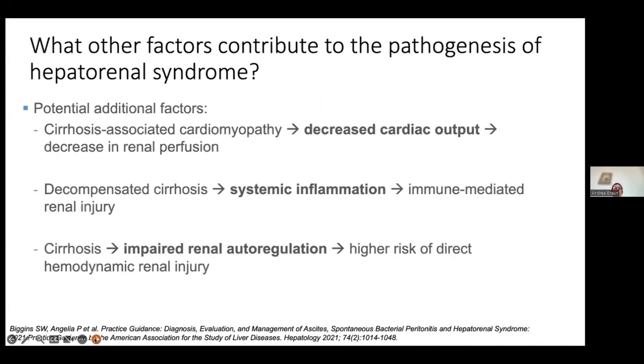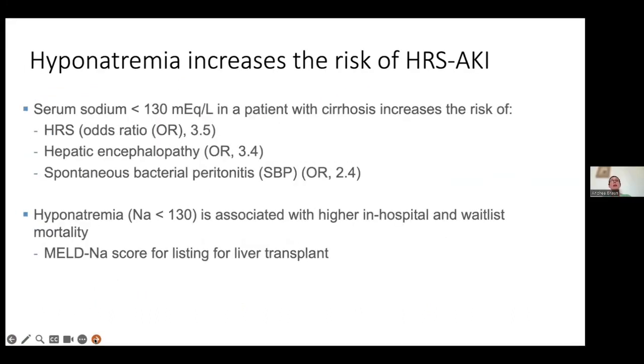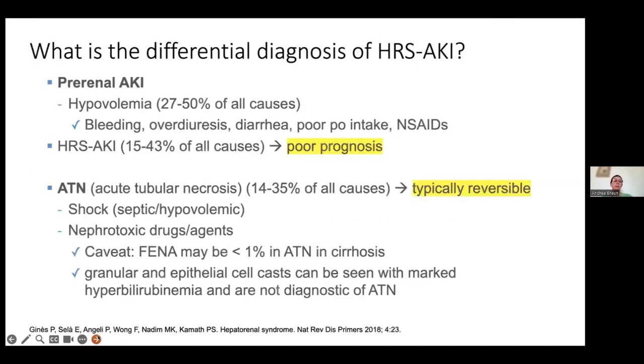I'm just going to skip this slide here. The hyponatremia increases the risk of HRS, hepatic encephalopathy, and SBP, and increases mortality. Let me just skip through that here.